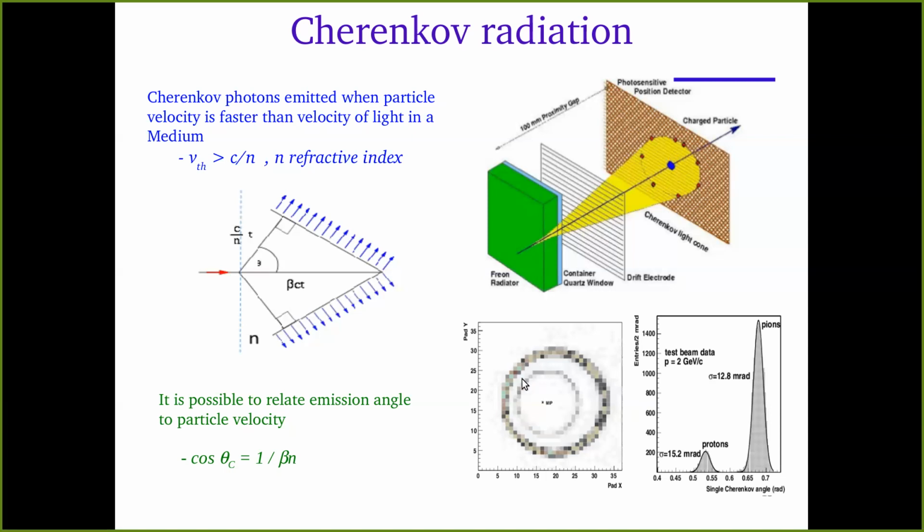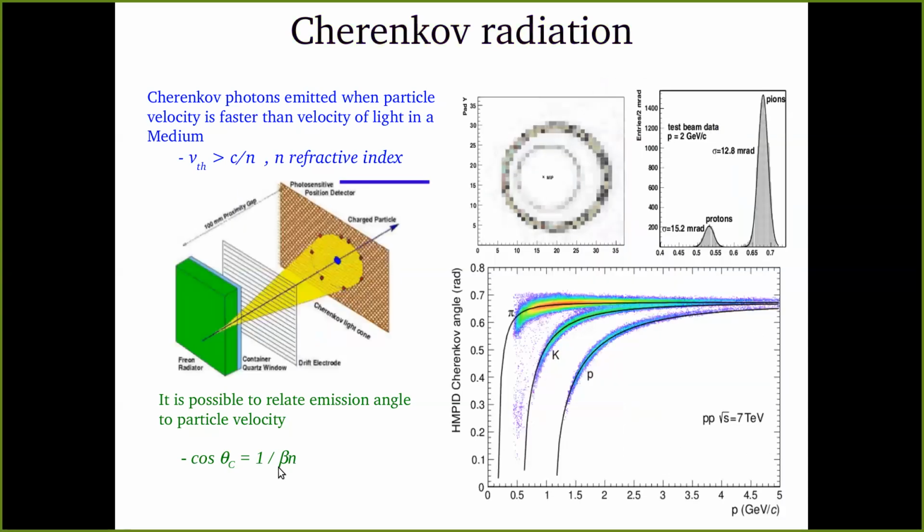You can see a particular demonstration of this in the lower plot, where these are the results for a very ideal case for protons and pions. When you plot this cos theta, this Cherenkov angle, you see there is a distinct separation between pions and protons, because at the same momentum, they are related by the inverse of 1 by beta.